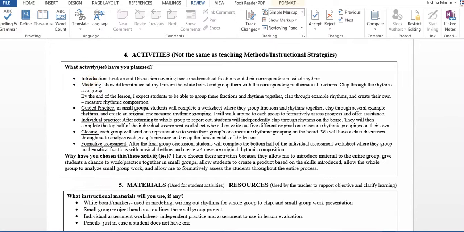In the introduction portion, we will have a lecture and discussion where I'm going to cover the basic mathematical fractions and their corresponding musical rhythms. I'm going to model these on the board by writing out these different mathematical fractions and grouping them with the corresponding musical rhythms.